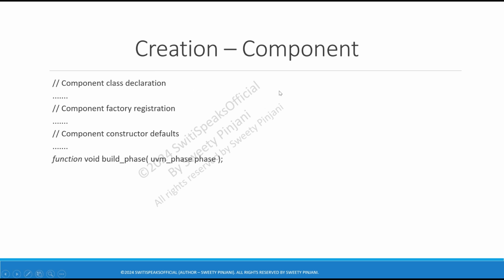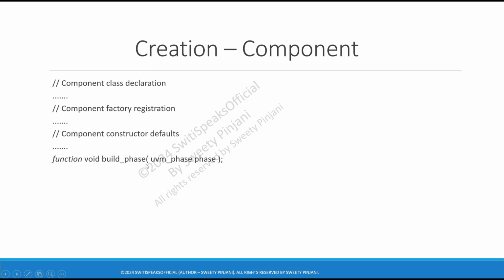As we said, for component, creation should happen in the build phase. Now this syntax is also fixed. We will also have a tutorial on UVM phases in the upcoming sections. But whatever syntax is there in UVM, that is fixed. You have to use this syntax only. Function void, it is of type void, build phase, and then you have to pass UVM phase. That's how the code is in UVM. You have to remember this. You can practice and remember.